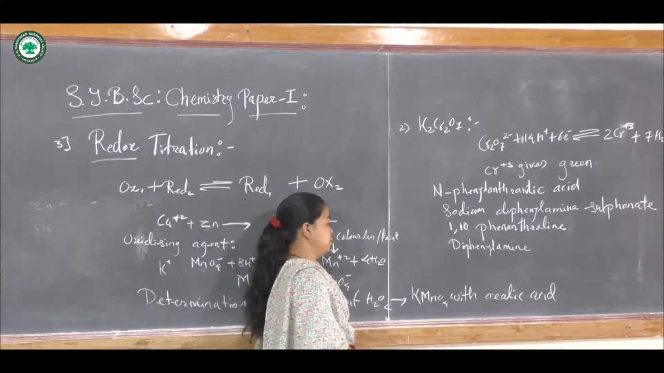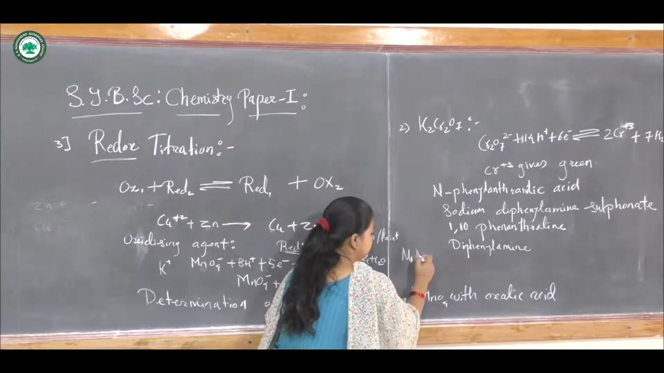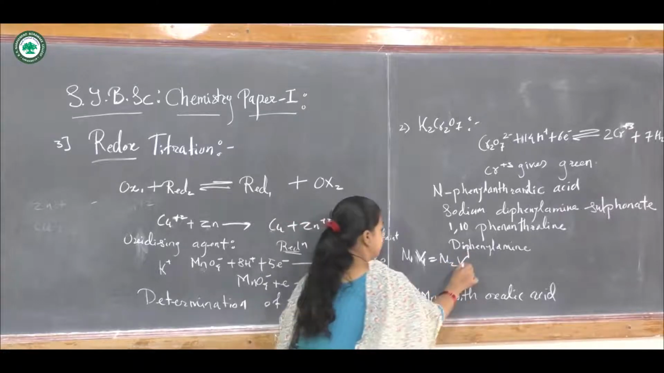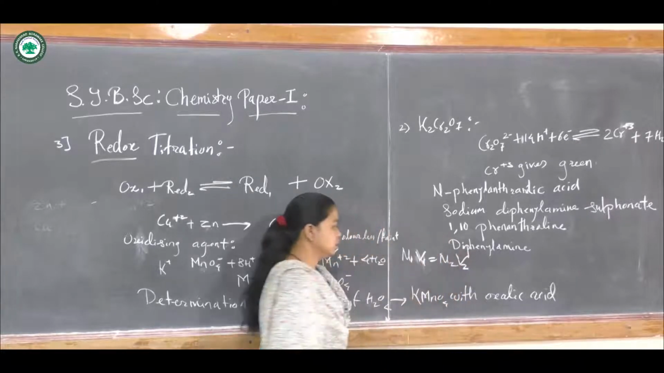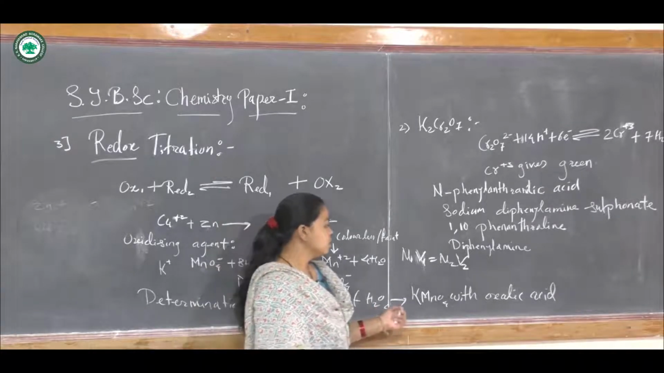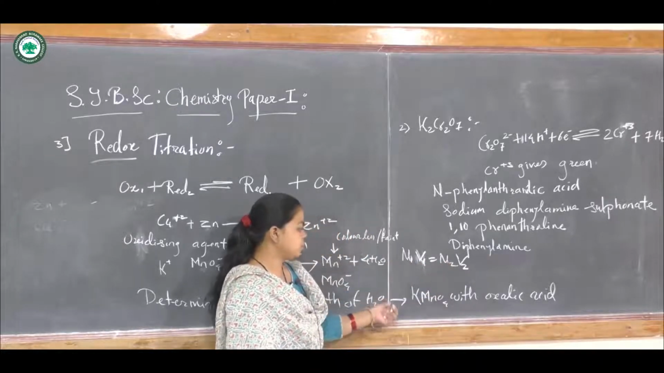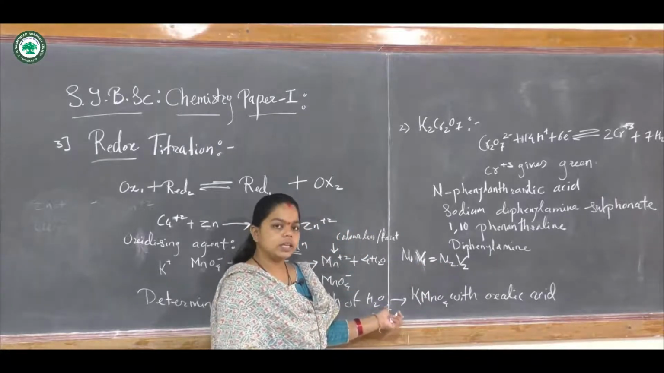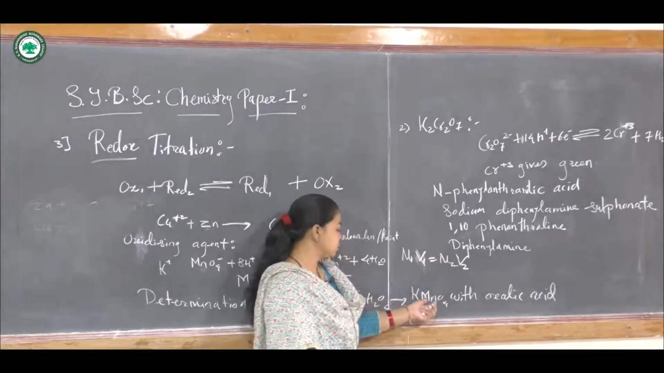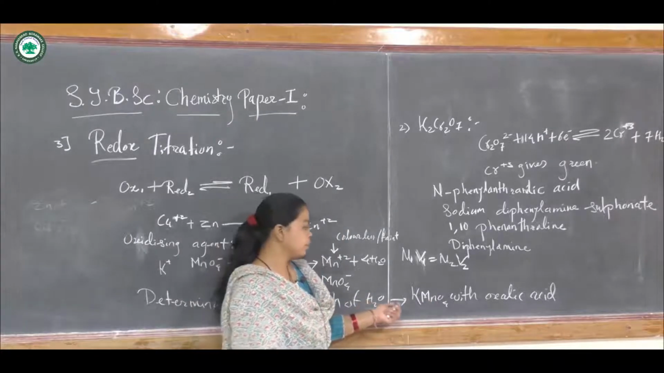So we can put the formula N1V1 equals N2V2. Volumes are known for both solutions. But if the normality or exact concentration of only one compound is known, we can determine the concentration of the other compound. So this is the titration method where we can determine the strength of H2O2 by titrating with KMnO4.